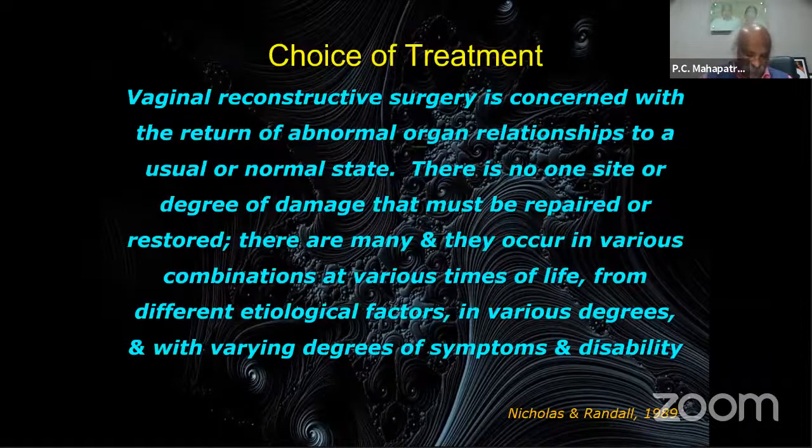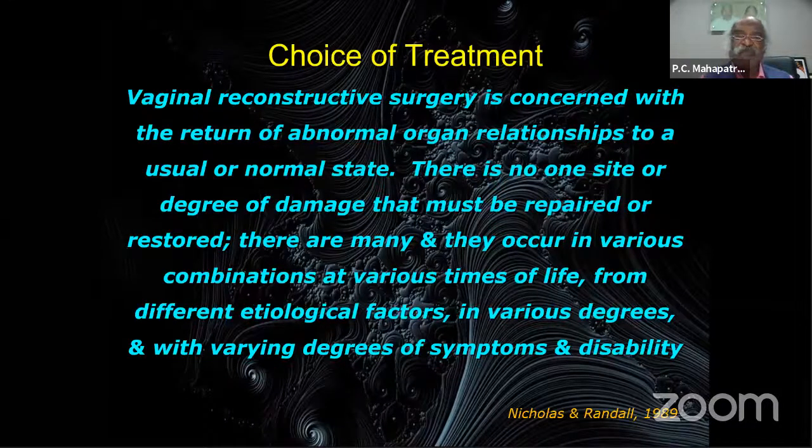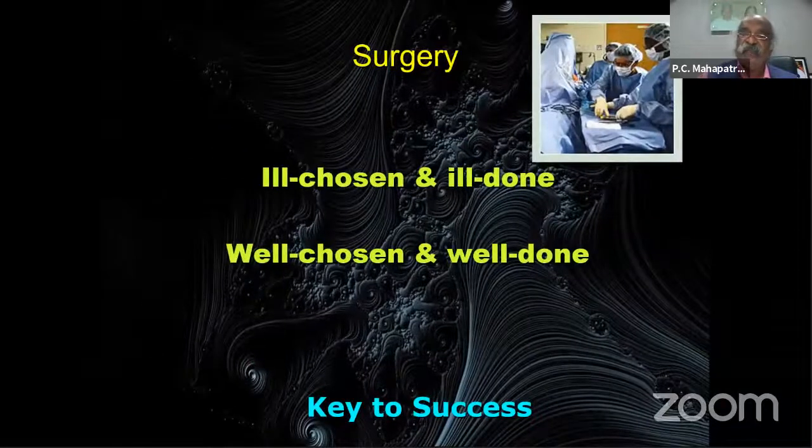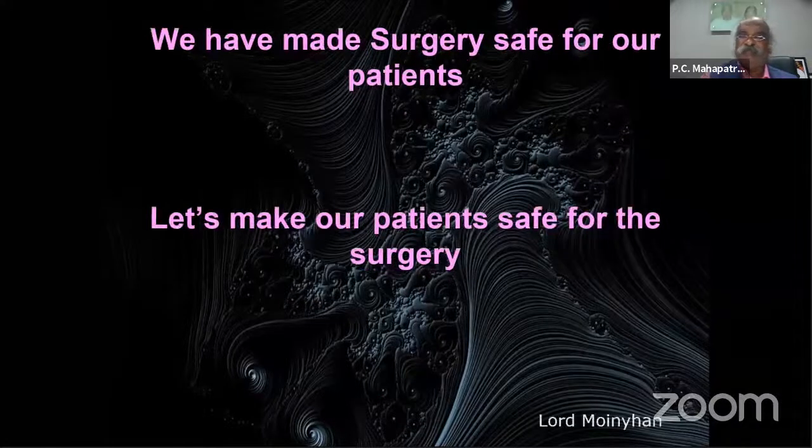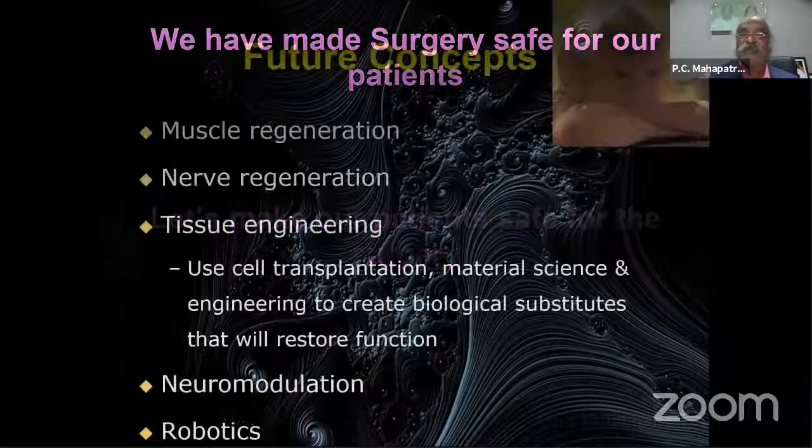So Nichols and Randall in 1989 have spoken about the choice of treatment. Vaginal reconstructive surgery is concerned with the return of abnormal organ relationships to a usual or normal state. There is no one site or degree of damage that must be repaired or restored. There are many, and they occur in various combinations at various times of life, from different etiological factors, in various degrees and with various degrees of symptoms and disability. So this understanding should be there for treatment. Surgery ill chosen and ill done should be converted to well chosen and well done. That is the key to success. We have made surgery safe for our patients; let's make our patients safe for the surgery. I think that should be the maxim for all types of surgery for surgeons.